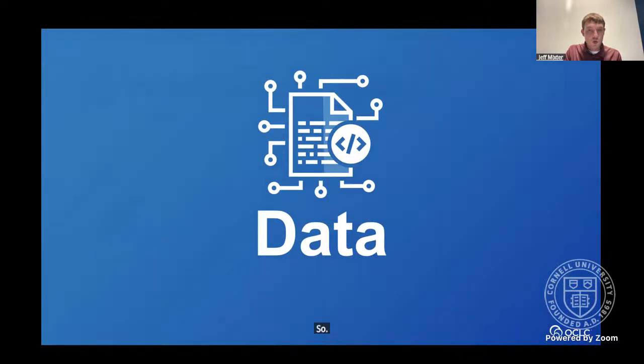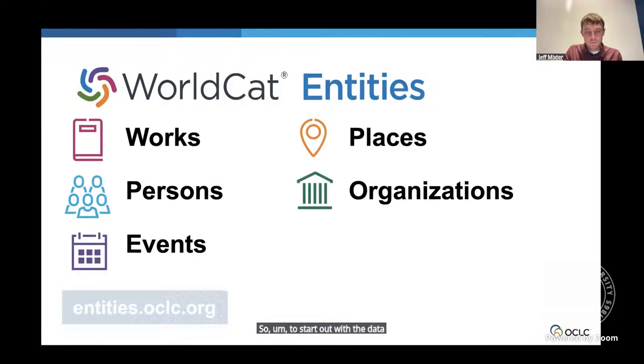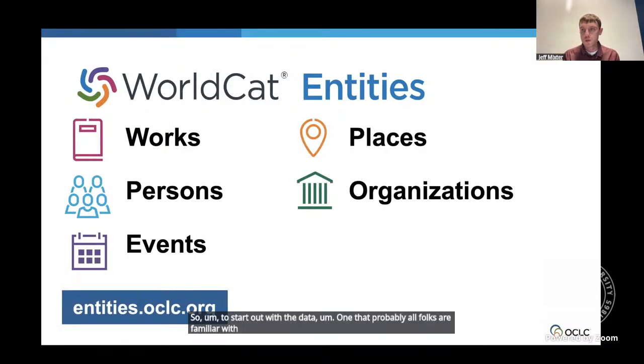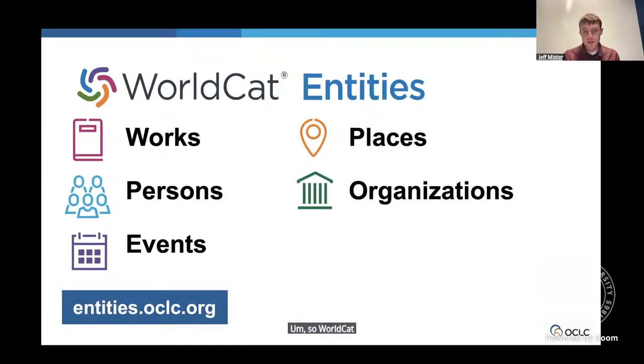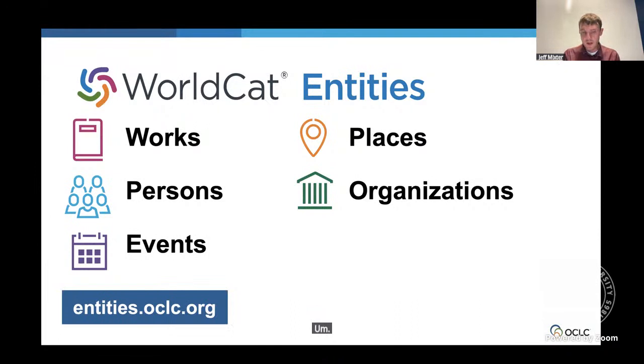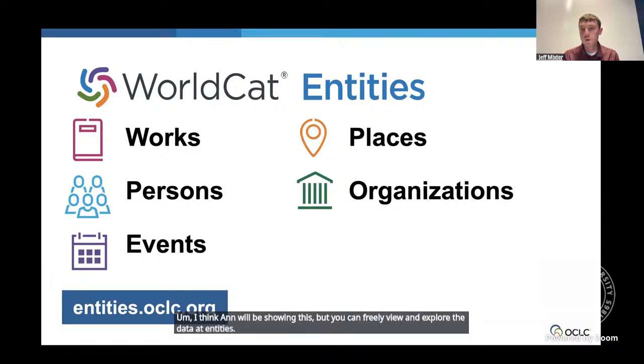To start out with the data, one that probably all folks are familiar with, since there was a presentation on it earlier by some folks from University of Divinity, is the WorldCat entities data. WorldCat entities is a set of linked data descriptions for persons, places, events, organizations, and broadly speaking, works. Anne will be showing this, but you can freely view and explore the data at entities.oclc.org.